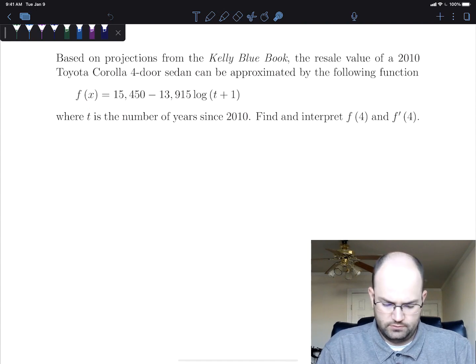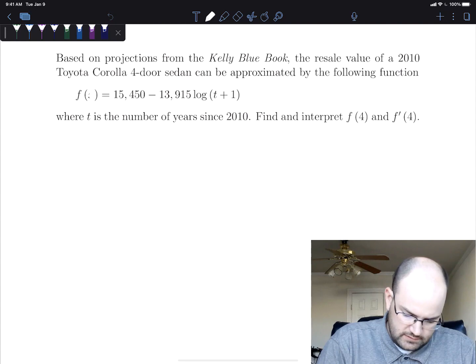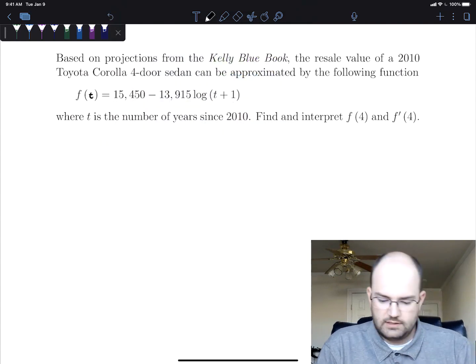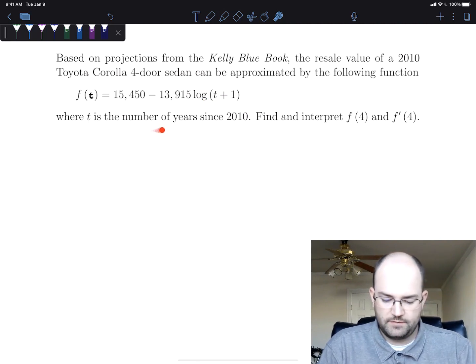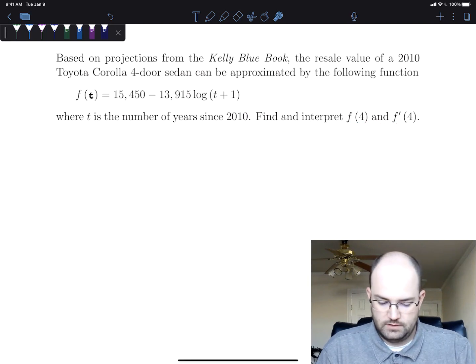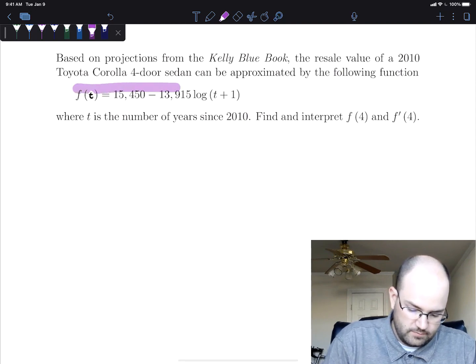f of t is equal to 15,450 minus 13,915 log(t plus 1), where t is the number of years since 2010. Find and interpret f of 4 and f prime of 4. Okay, so the function itself is written right here.